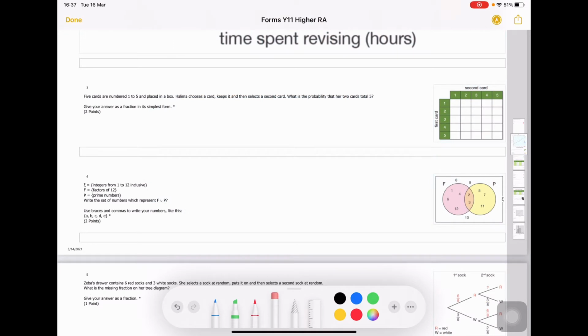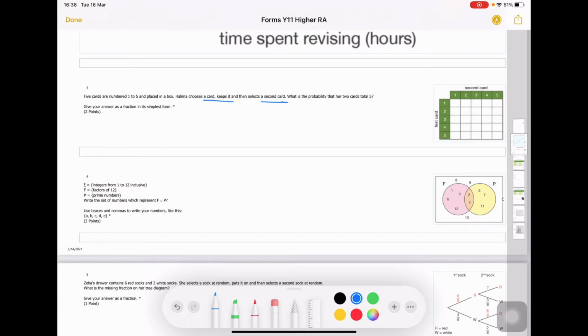Question 3. 5 cards are numbered 1 to 5 and placed in a box. Halima chooses a card, keeps it. So I'll underline this. She keeps the card, so she can't select 2 ones, for example. She keeps her first card and then selects a second card, so she only selects 2 cards in total. What's the probability that her 2 cards total 5?